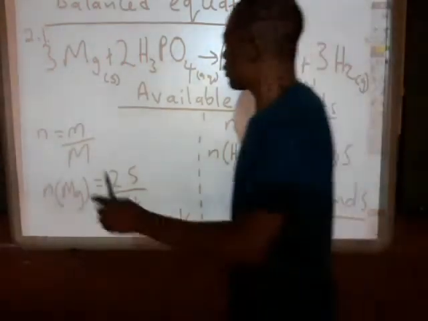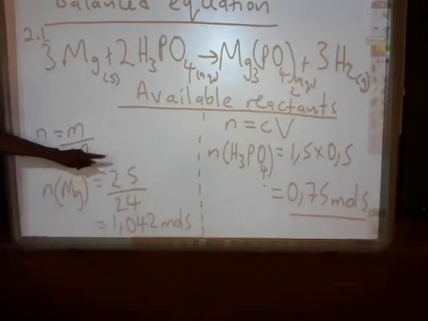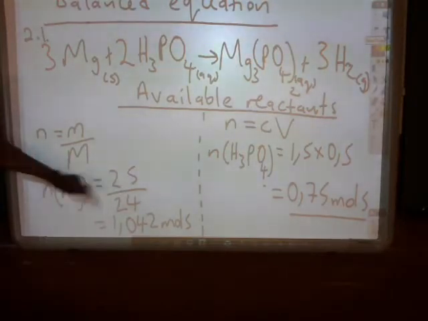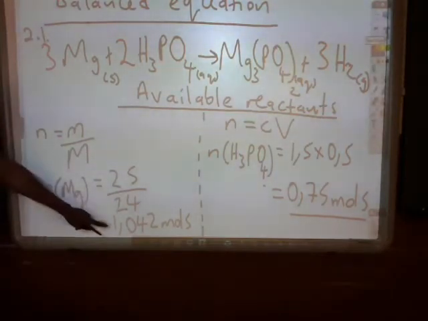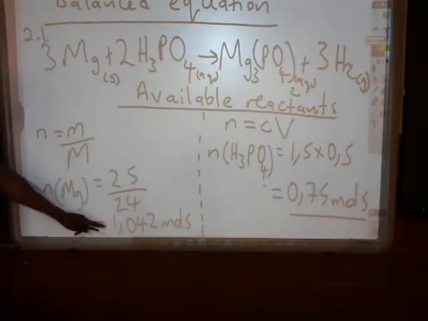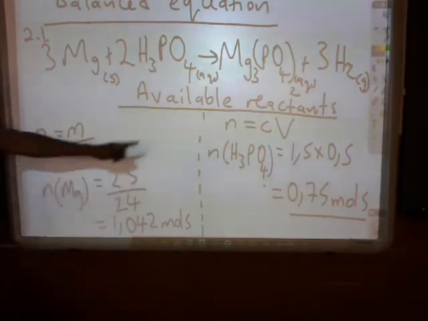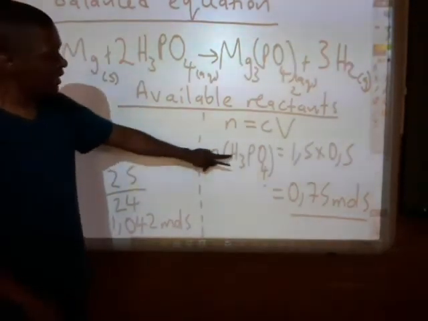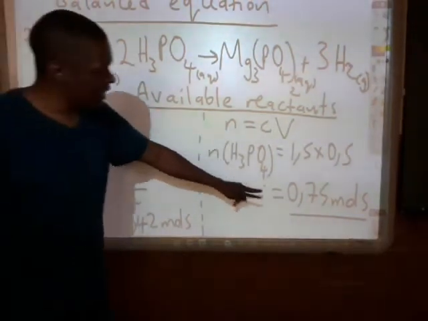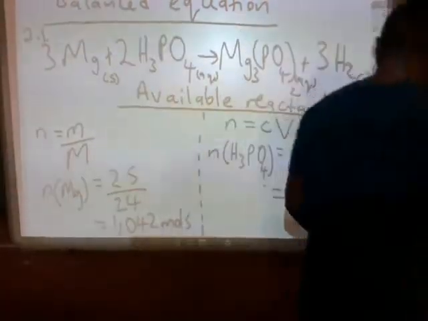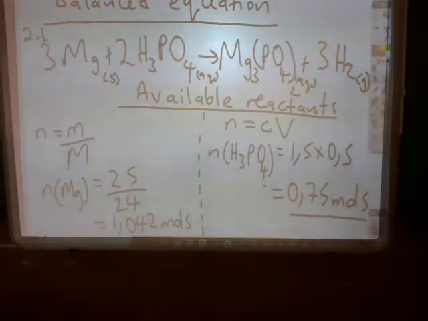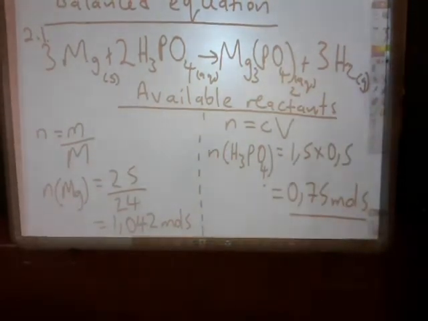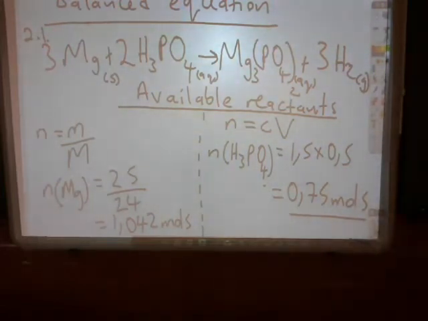If you convert 25 grams of magnesium to moles using this formula, you end up with 1,042 moles of magnesium to start with. And if you convert the phosphoric acid that we have to moles, you end up with 0.75 moles of phosphoric acid. So to start with, we have 1,042 moles of magnesium and 0.75 moles of phosphoric acid.